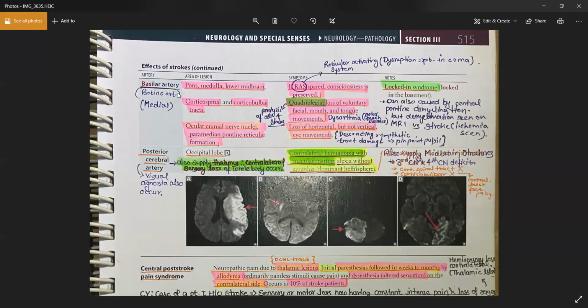You have a patient with locked-in syndrome. That means he's completely paralyzed, right? Now you want to know whether this paralysis happened because of a stroke or because of central pontine demyelination. How can you identify this on the MRI? Of course, you perform the MRI first.